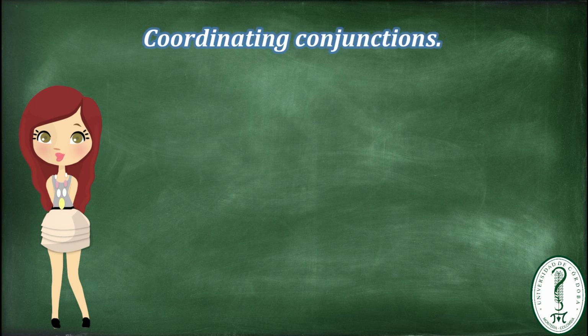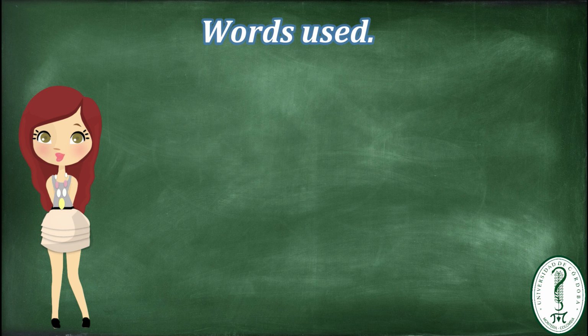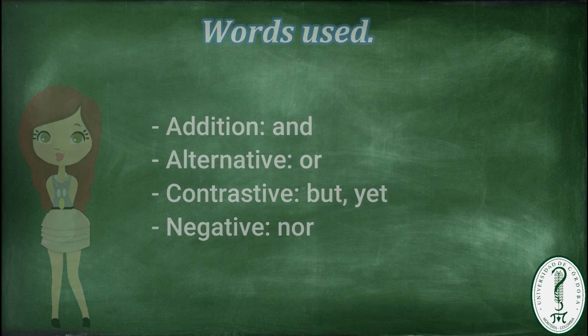Let's talk about coordinating conjunctions. These linking words give equal value to the two elements, words, adjectives, clauses, etc., which they coordinate. You can use words like and, or, but, yet, nor. Something you have to know about two of these words is that for and so are sometimes mentioned as coordinating conjunctions, but modern English rarely uses them anymore for that purpose. They are more commonly used as subordinating conjunctions.